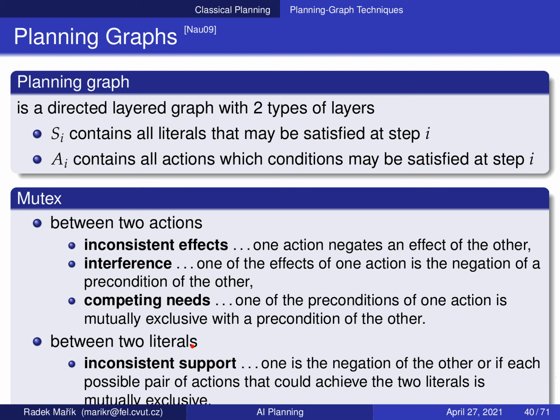Mutexes at literals. You check if it has inconsistent support. That means one is the negation of the other, or each possible pair of actions that could achieve these two literals is mutually exclusive. Basically, you are not able to find two actions that are able to produce these two literals at a specific step.